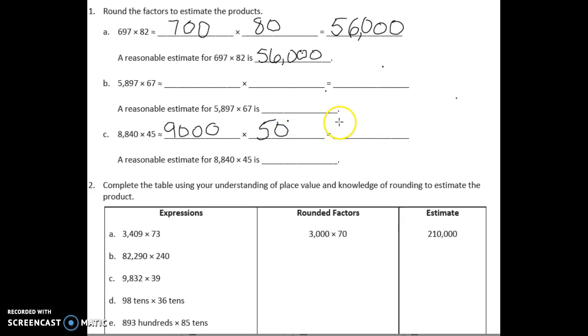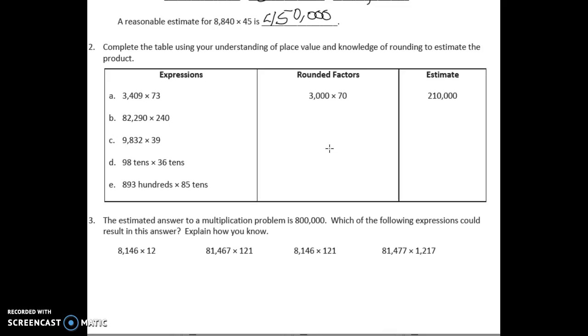9 times 5 is 45. There we go, 45, and we happen to have 4 zeros. 1, 2, 3, 4 zeros. We make our comma right there. So the reasonable estimate for this happens to be 450,000. Our reasonable estimate for that.